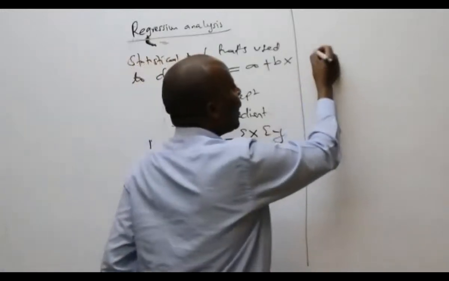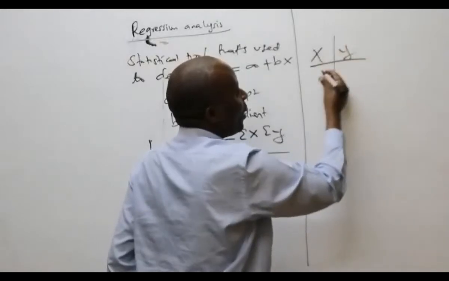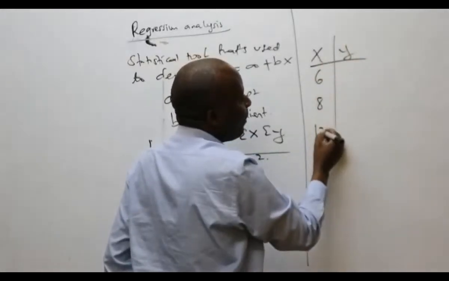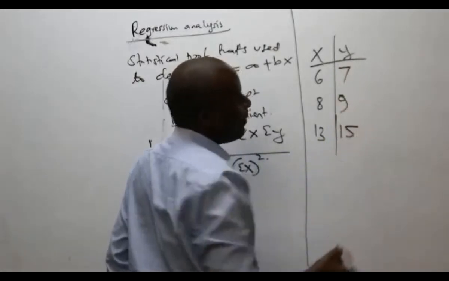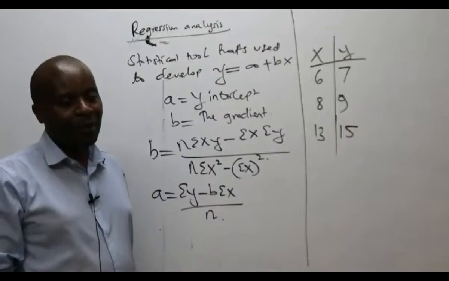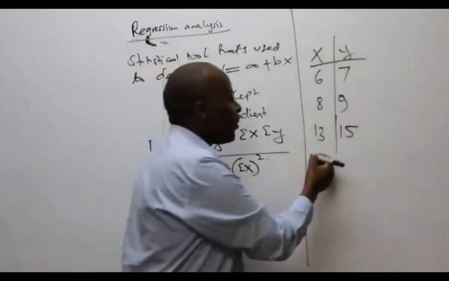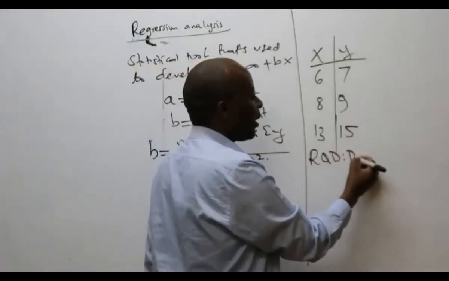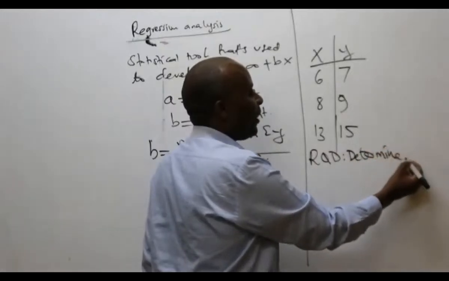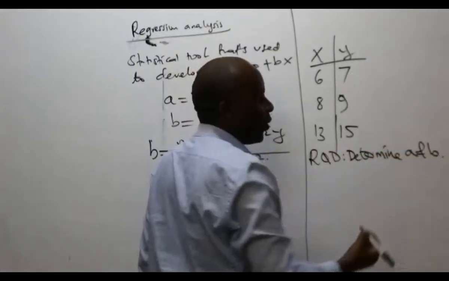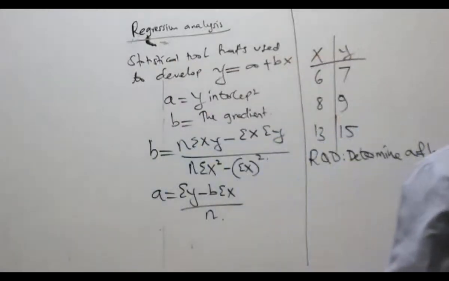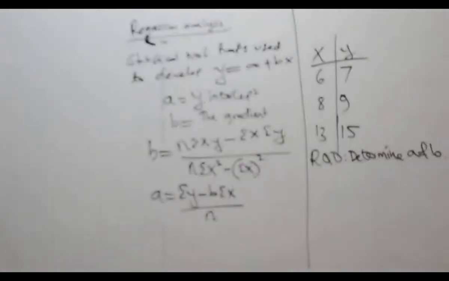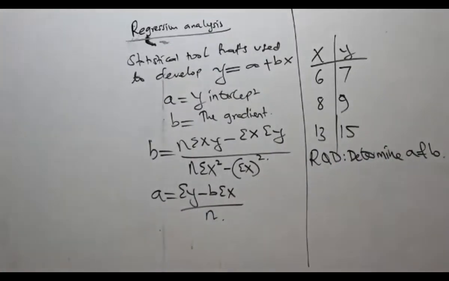If you're given x and y, perhaps they give you 6, 8, and 13, and then we have 7, 9, and maybe 15. And then, ladies and gentlemen, you are required here to determine a and b using regression analysis.